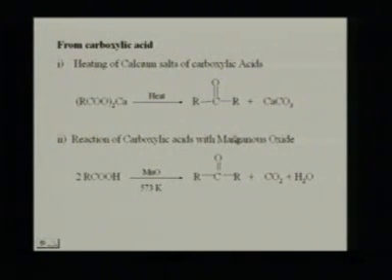Aldehydes and ketones can also be prepared by the reaction of the carboxylic acid with manganese oxide. Here in this case also the product will depend upon the starting material. If we are starting with methanoic acid, then we will get methanal. If we are starting with a mixture of methanoic acid and another carboxylic acid, then we will get the aldehyde, and if we are starting with the carboxylic acid alone, then we will get the ketone.